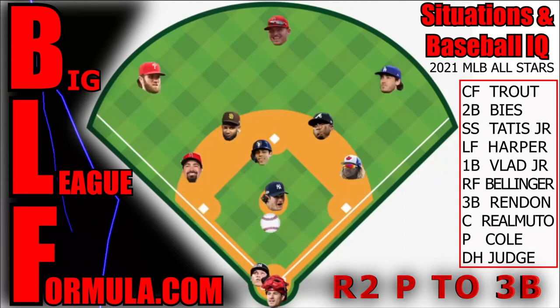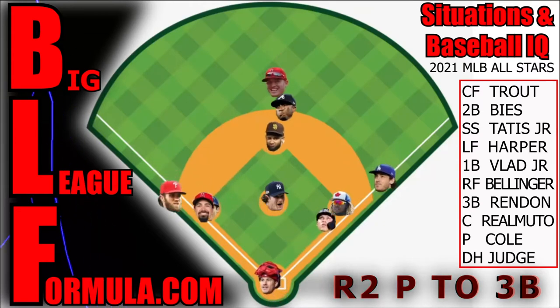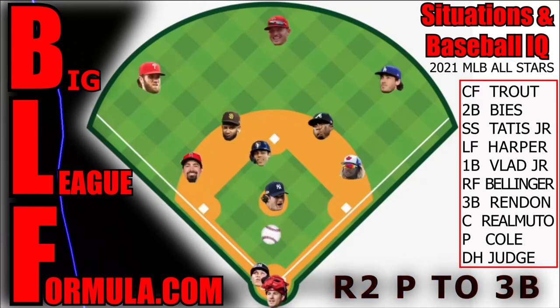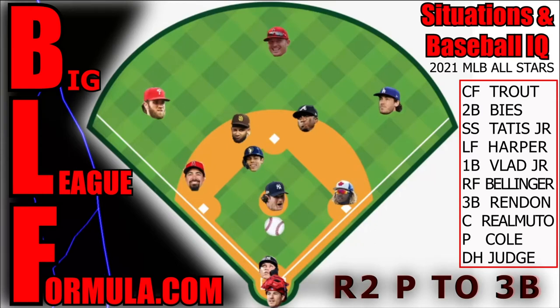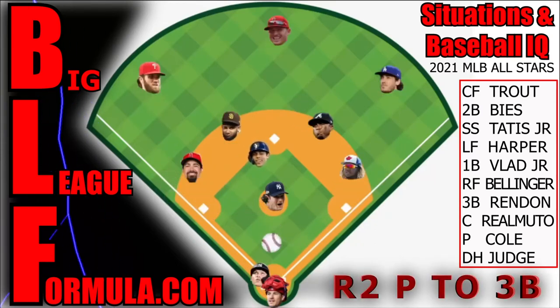You gotta tag it. You gotta tag the base runner because there is no force at third base. Understand the difference. If there was a runner on first base and second with this ground ball, then we have force outs. Now what we could do is throw it to third, throw it to second.